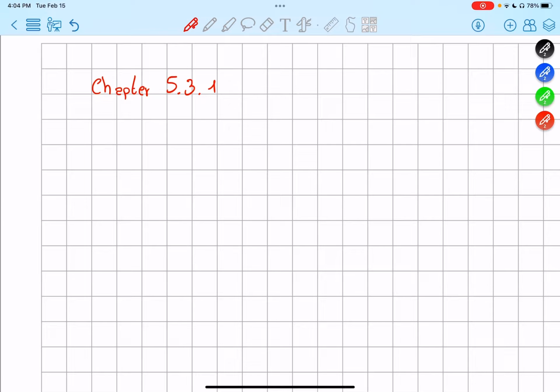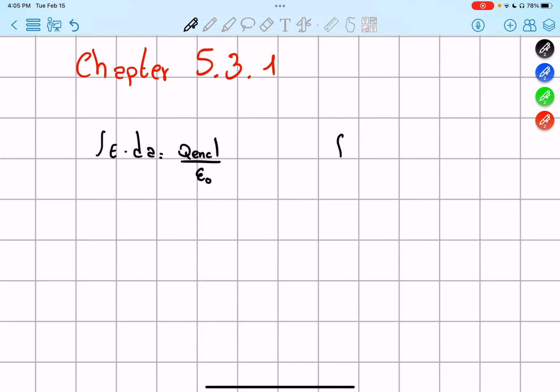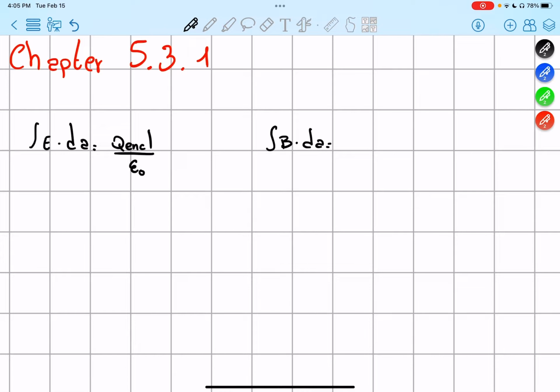Hello, everybody. So, looking at chapter 5.3.1, we can see that the formula to find the magnetic field is very similar to the formula that we use to find the electric field. For example, in electric field, we used to do the integral of E times dA, which equals the charge enclosed over epsilon naught. Instead, with the magnetic field, we do pretty much the same thing. And on the right side instead, we have mu naught times I enclosed. So pretty much the only thing that changes is the constant.